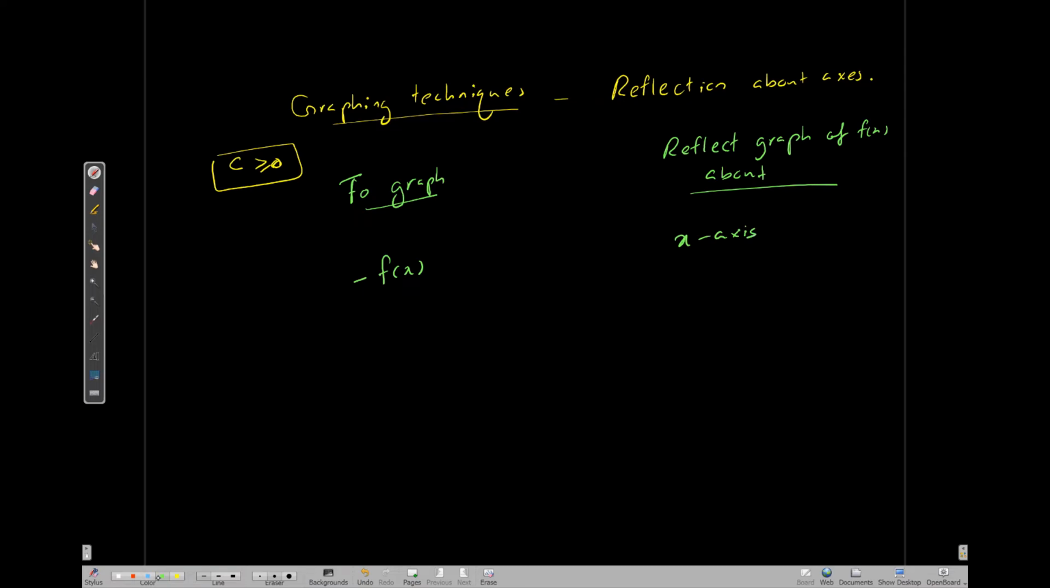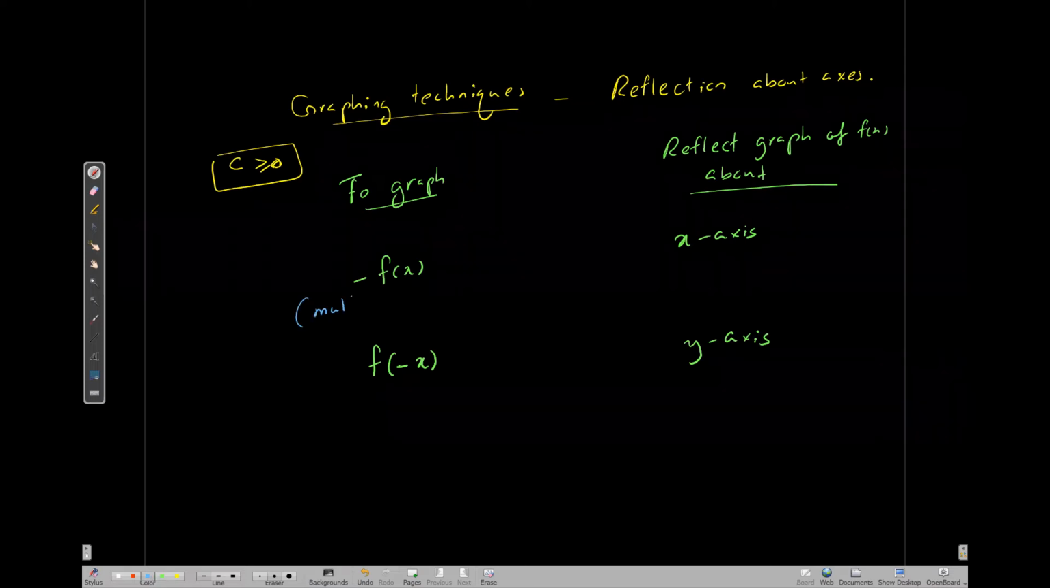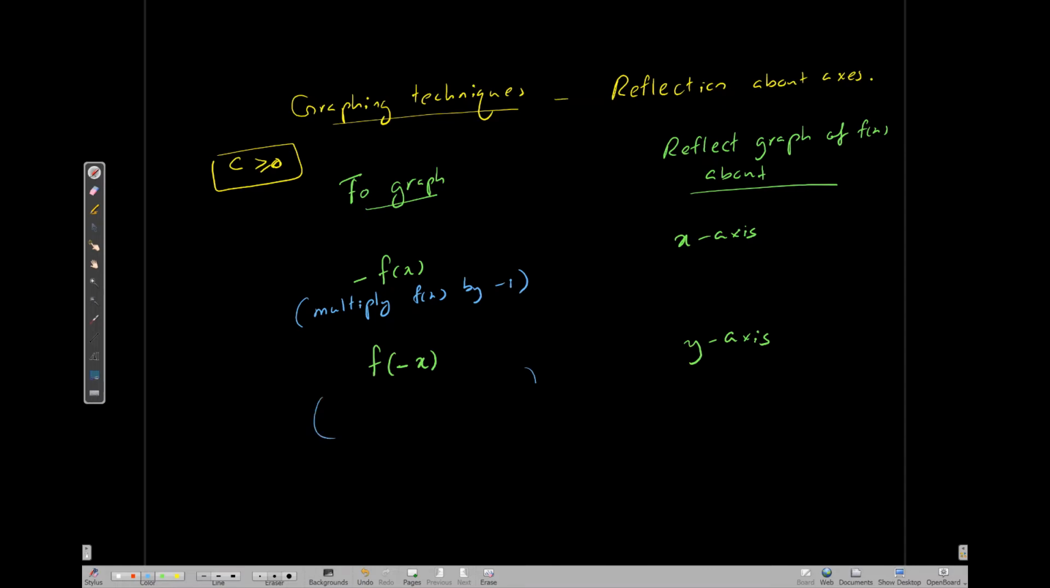And the next one, f of negative x, so now the variable is negative. Now it's a reflection about the y-axis. So the first one, you are multiplying f of x by -1, so -1 in front of f of x. Here you replace x by -x. If that happens, you reflect it about the y-axis.